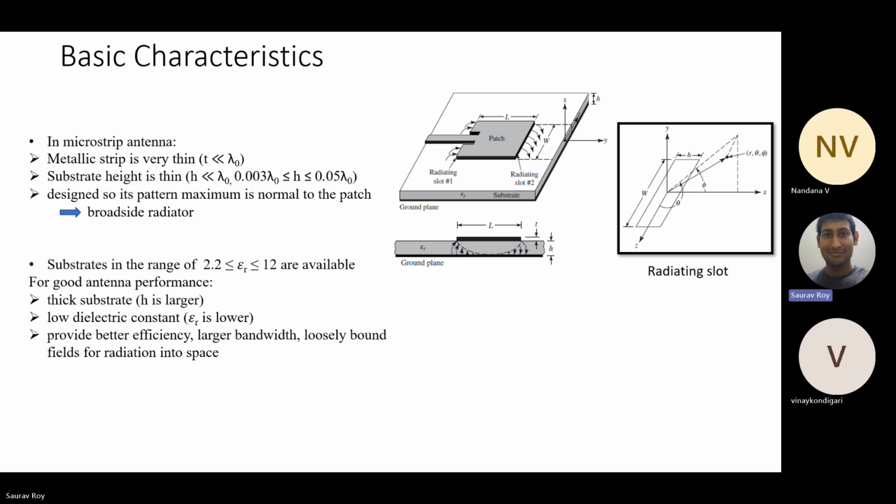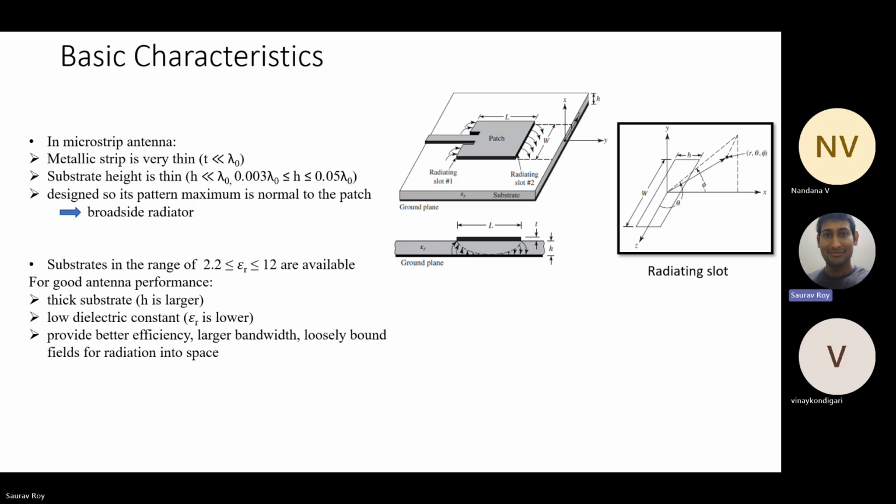So let's see. A characteristic of the microstrip antenna is that the metallic strip is very thin. The metallic strip means the patch on the top of the antenna, and that should be very thin. T must be less than lambda naught. In normal fabrication, this T is generally around 18 micron or 35 micron. These are the standard dimensions. 18 microns means 18 into 10 to the power minus 6 meter. That is how thin it is.